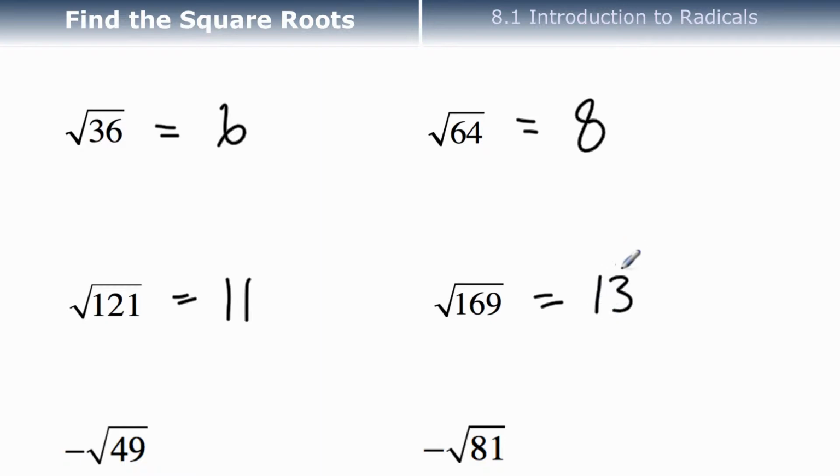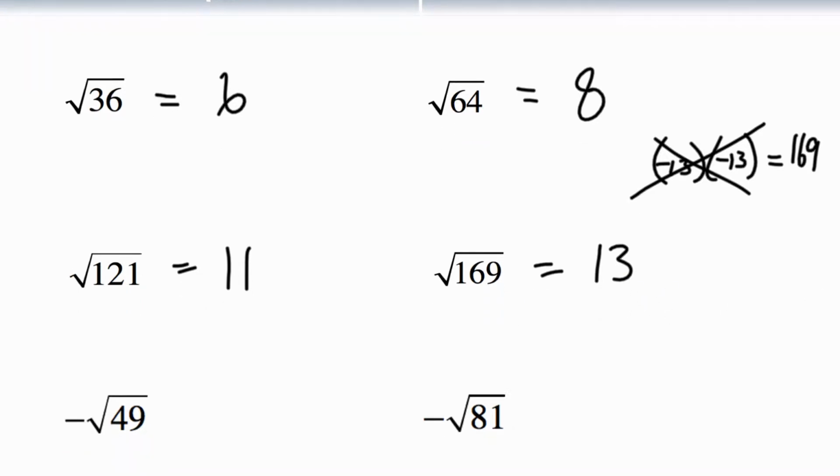Now, one of the things that they talk about in the textbook is that really, by definition, you can say, well, how about if I take minus 13 and multiply it by minus 13? Well, I would also get a positive 169. But in the textbook, they define these square roots only for positive numbers. So they don't let you do that. So the square root of 169 is 13.